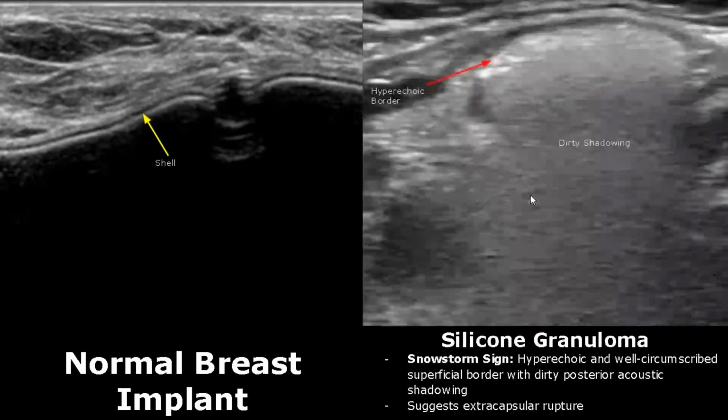A silicone granuloma suggests extracapsular rupture and gives us a snowstorm sign. In this we have a hyperechoic circumscribed superficial border with dirty posterior shadowing. This shadowing is grayish.